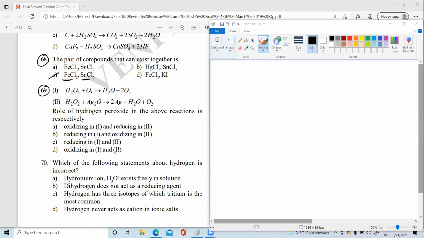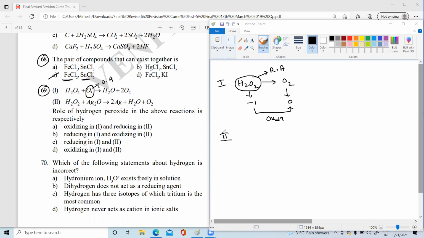Next, question number 69. In equation number 1 and equation number 2, they are asking about the role of hydrogen peroxide in the above reactions. If you know very well, ozone is one of the best oxidizing agents, so here it is acting as a reducing agent. Let's check, students. H2O2 is converted to O2, right? So here it should be the -1 state, and here it should be 0. So -1 to 0, increasing oxidation state, it's an oxidation. It is undergoing oxidation, which means it is acting as a reducing agent in equation number 1.